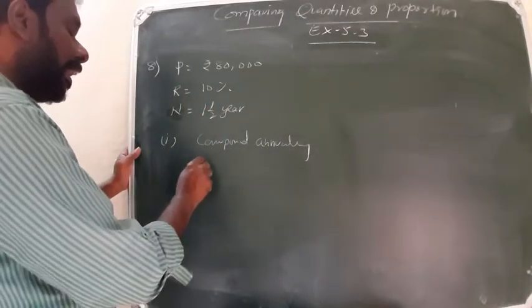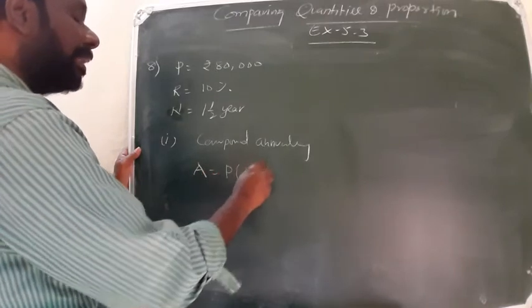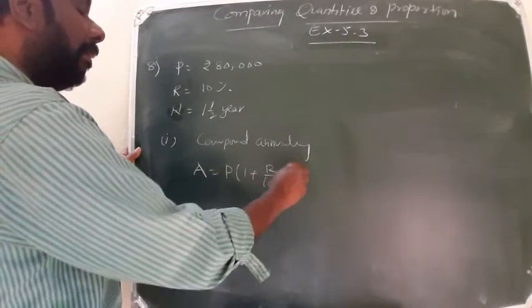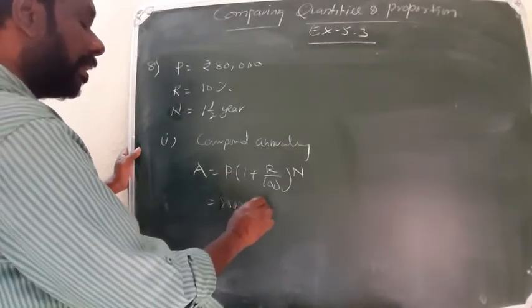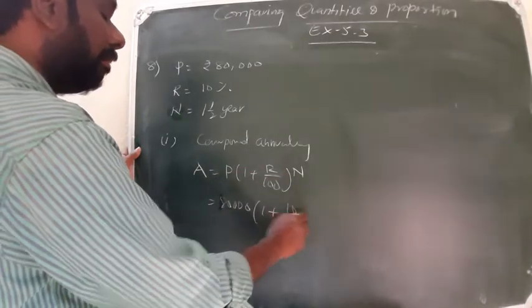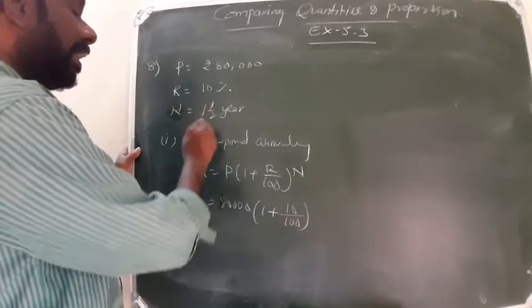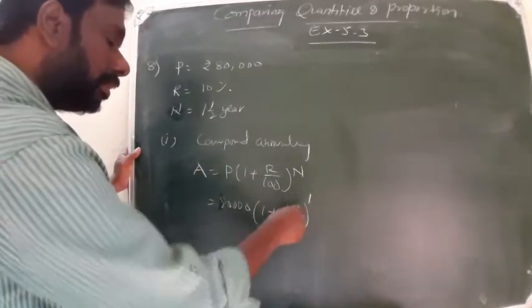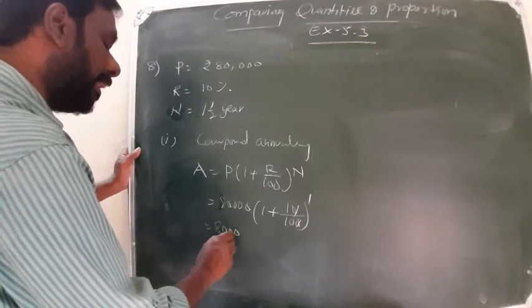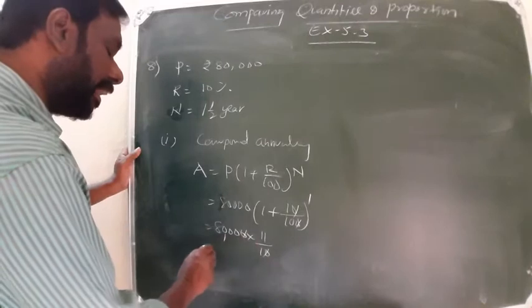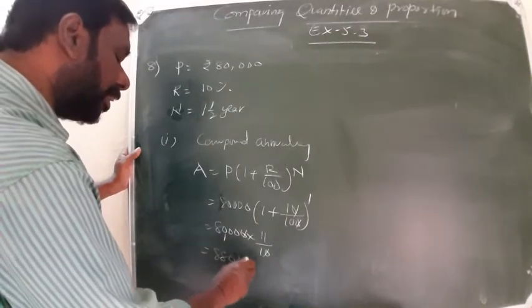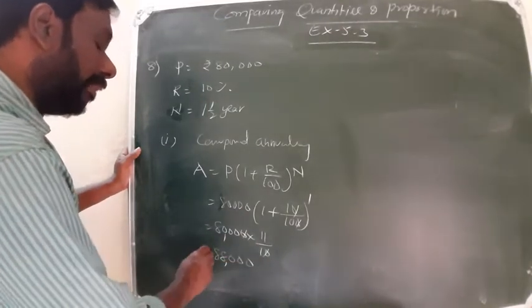So the formula you can write: amount equals P into 1 plus R by 100 whole power n. Principal 80,000, 1 plus 10 by 100. Only for 1 year you have to find. So zero cancel, 8,000. 10 plus 1, 11 by 10. Zero cancel. 88,000. This is for only 1 year.